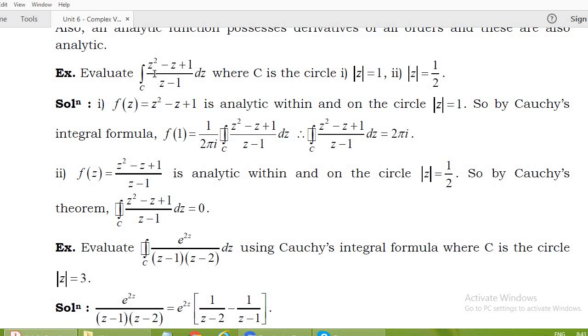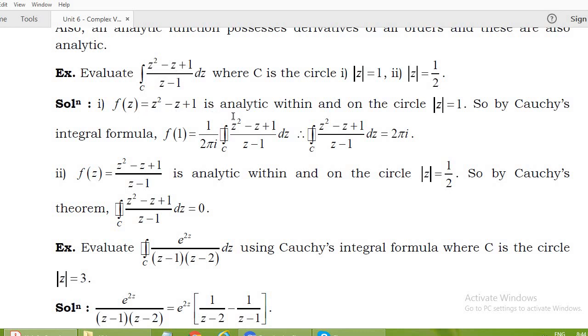Evaluate the integral over closed curve C of z square minus z plus 1 upon z minus 1 dz, where C is the circle. So first part is modulus of z equal to 1. Now we have to decide what to take as f(z), only the numerator or the entire thing. Absolute value of z equal to 1 is a circle with center at origin and radius equal to 1. We see that z equal to 1 is lying within or on this circle, so f(z) will be considered as the numerator only.